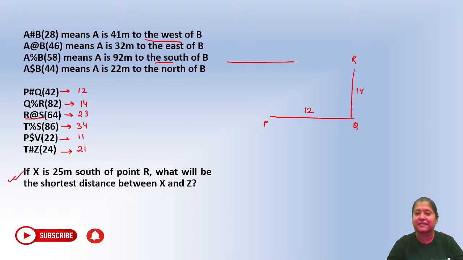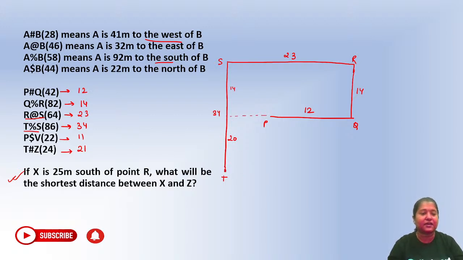So that means S has to be something like this, right? This is your S here and this is your 23. Okay, ये 23 बन गया. Now we have T percentage S. Percentage means south. So T has to be towards the south of S. Distance between them should be 34. So you can see T will be something like this. And this is 14. This is 34. So we can actually find it out that if this is 14, this has to be 20. Right? ठीक है, ये T आ गया.